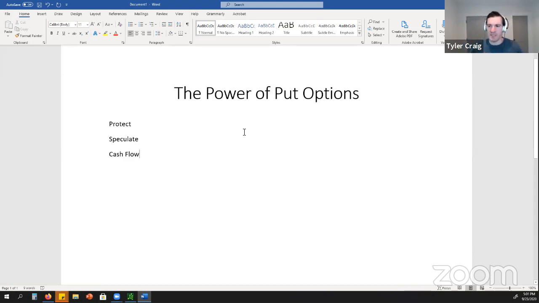I'm going to go through the basics of what is a put option, how does it work, and how do you use it to protect a position, again, how to speculate and generate leveraged returns, and then how to create cash flow.